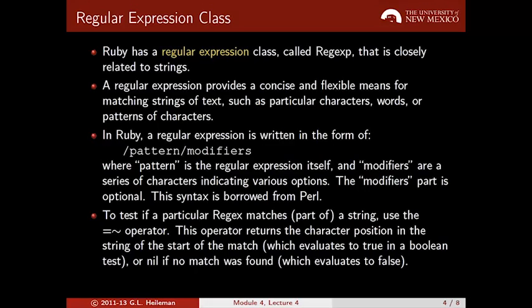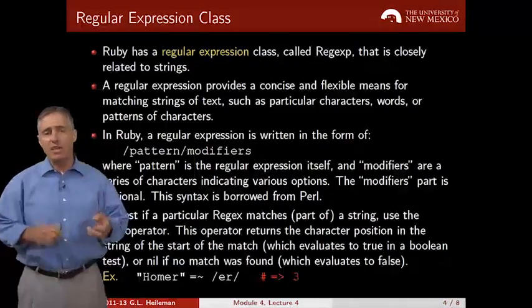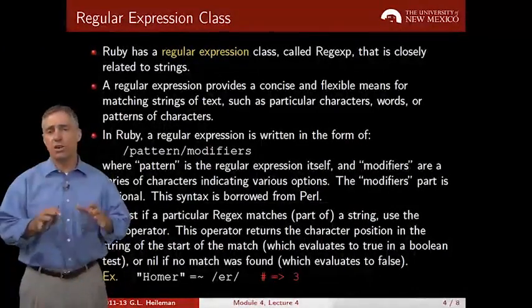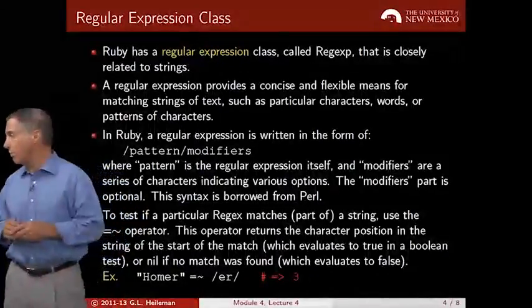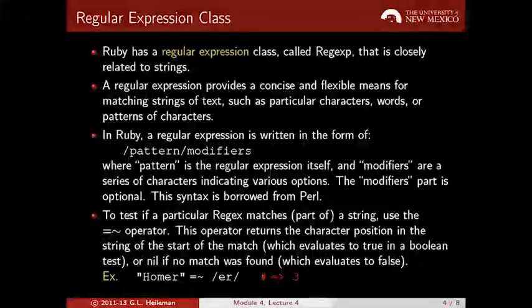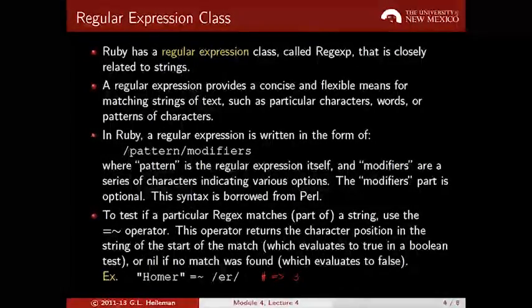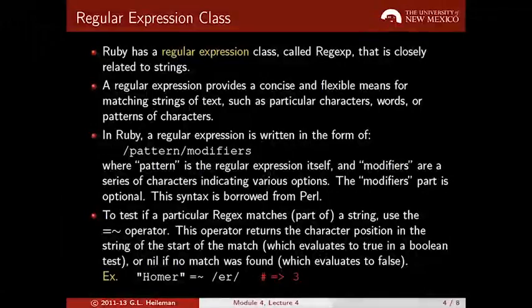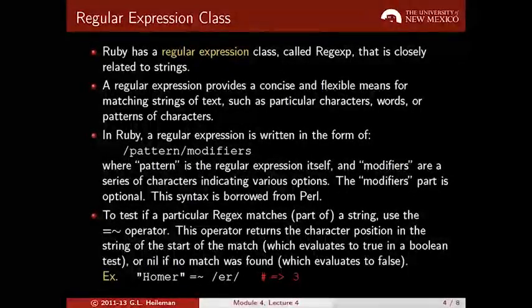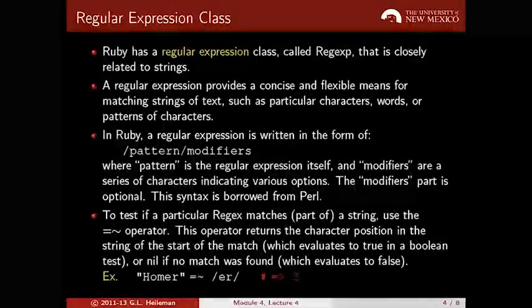And what this operator does is it returns the position in the string of the start of any matches that it finds. And it returns a nil value if there are no matches. So here's an example. If I, again, do this from the IRB prompt, type in double quotes Homer, and then the equal tilde /ER, it'll tell you this match is in position 3 in the string, which is the 4th position in the string. It found an ER and returned that match. So this is how you use that operator to match a regular expression to a string.